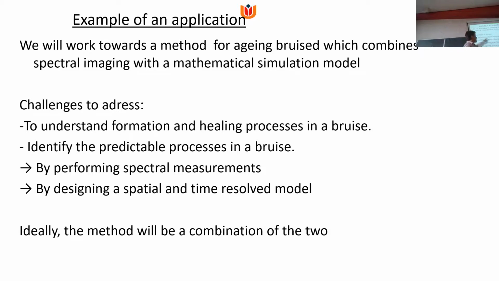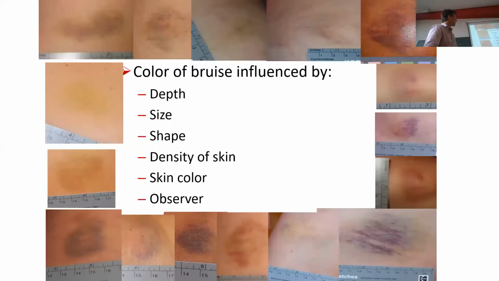At first we had to understand the formation and the healing processes in the bruise, because strangely enough, it was very much unknown what happened in a bruise. I mean, the doctors, they're interested in why you would get bruises, the cause, maybe there are more bruises than you would expect, but how such a thing heals, nobody really knew. Then we had to measure a lot of bruises and identify the typical processes, which we can correlate to the age by performing spectral measurements and then make some computer model. So this is what we did.